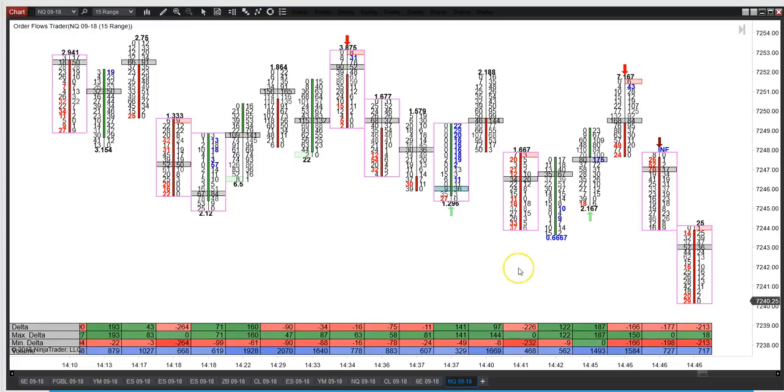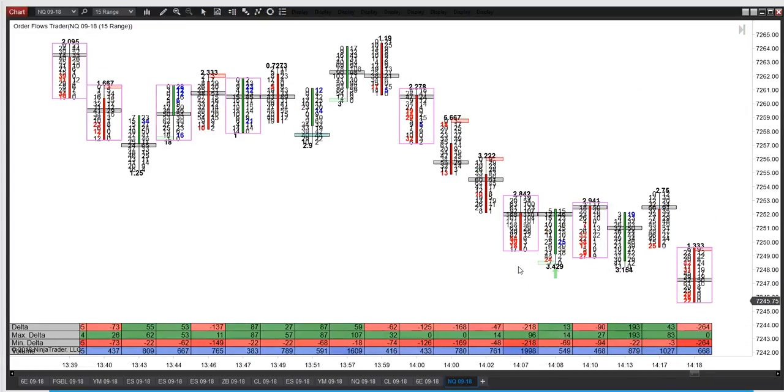That one would have stopped you out. Like I said, you're gonna have to risk a little bit more on a 15 range chart. But like I said, it's a 15 range chart.